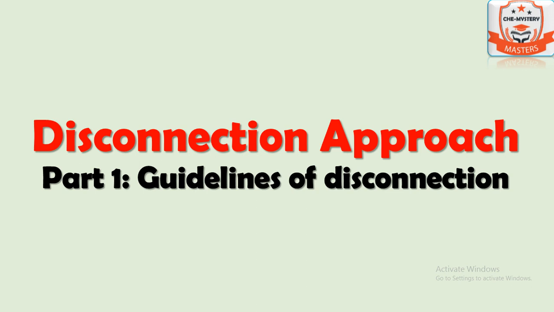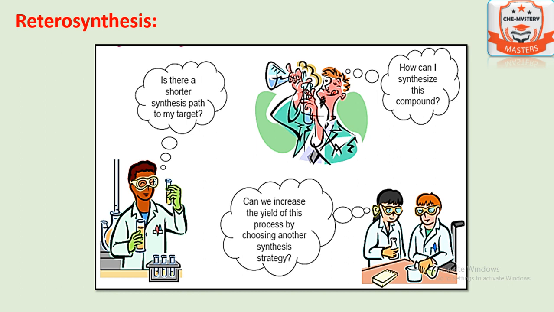Disconnection approach is one of the most important parts of organic synthesis. So let us begin and understand what disconnection approach or retrosynthesis is. Whenever we talk about disconnection approach, we are talking about retrosynthesis. As the word retrosynthesis suggests, it is opposite synthesis, meaning in this we are going to break the target molecule into simpler ones. In synthesis, generally, we make a product from reactant, while in retrosynthesis we break that product to its initial reactant.